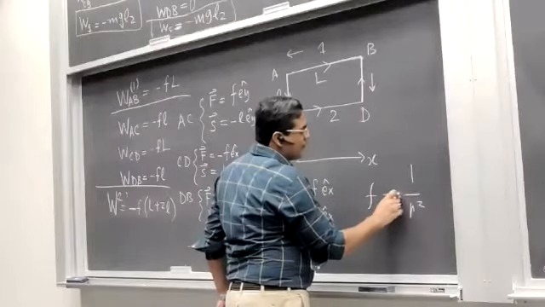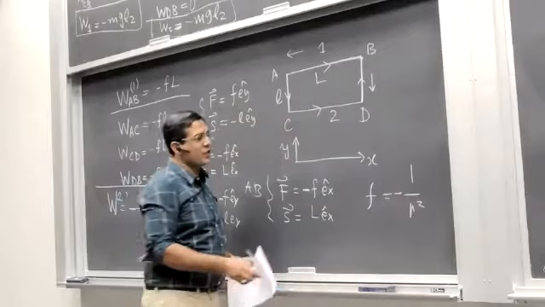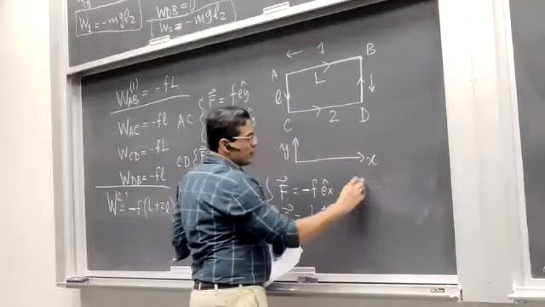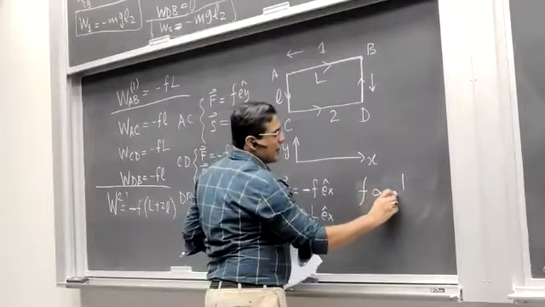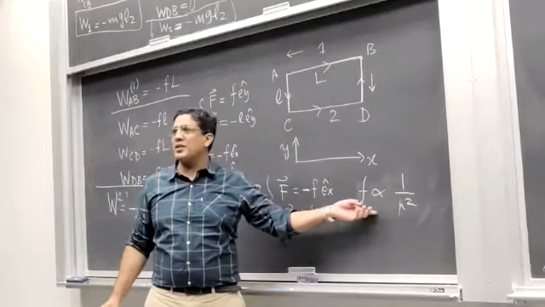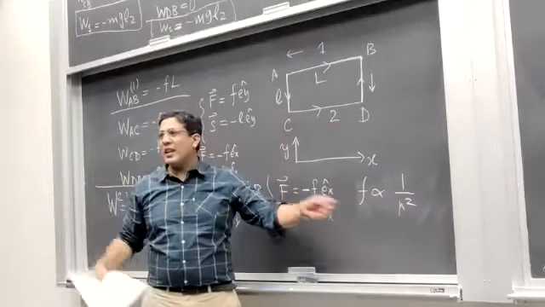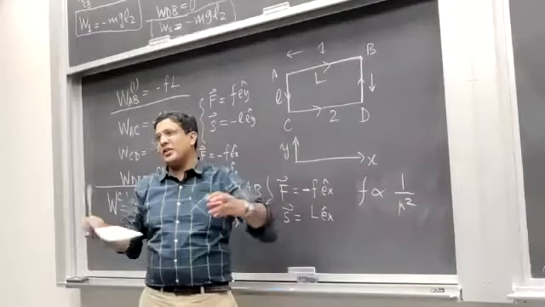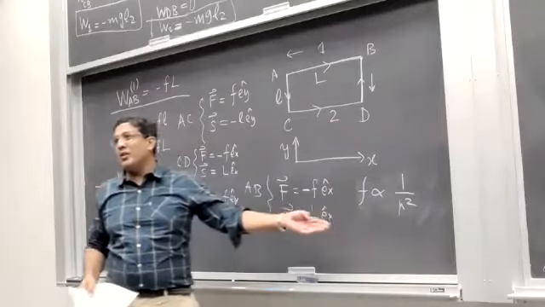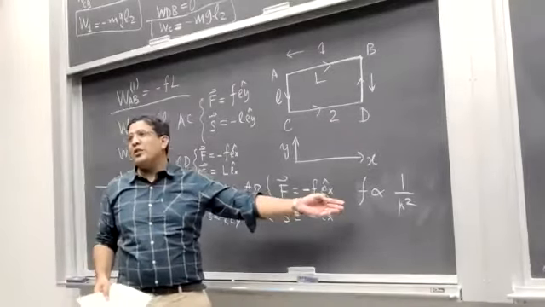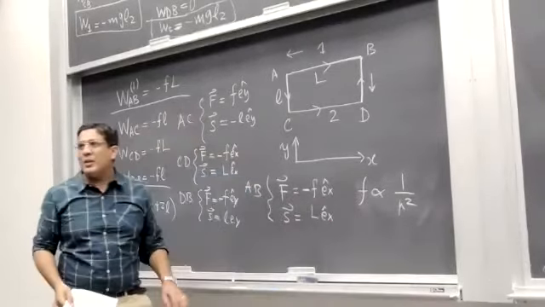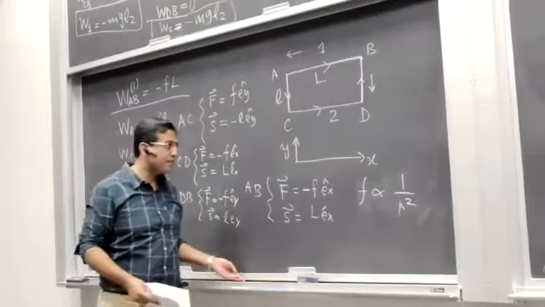Forces which have this functional dependence on the distance between two points or two objects. Now you know the Coulomb force has this type of dependence on separation between two charges. Gravity has this type of dependence on attraction between two masses. These are called central forces. Central forces can be shown more generally to be conservative forces. Work done in a central force is always independent of the path.